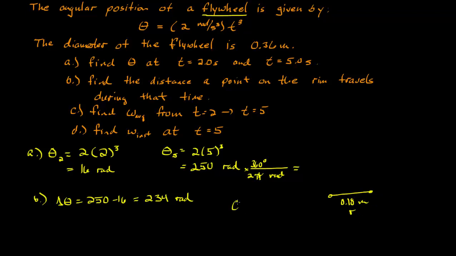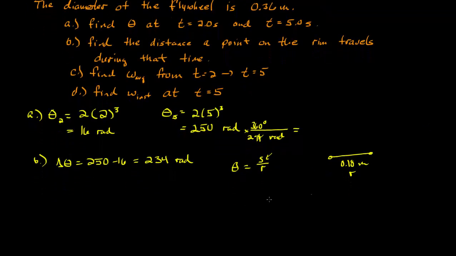And then we know that theta is going to be s over r, and we're looking for s. So my linear position is going to be r times theta. So 0.18 times 234. All right, so multiply that out. I don't know, it's like 42 or something like that. So 42 meters.